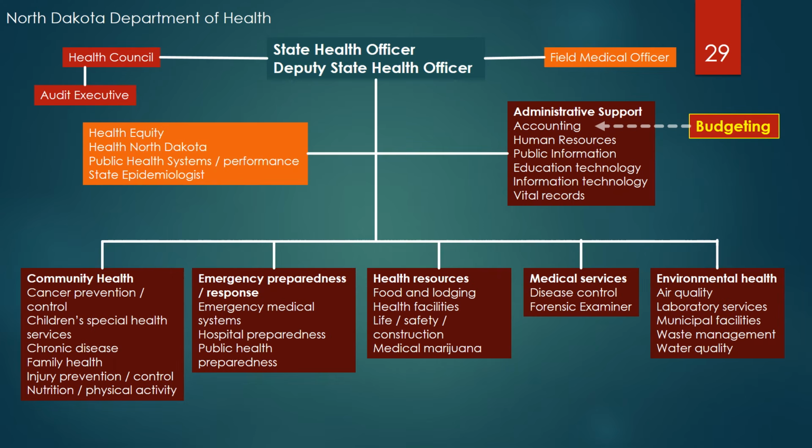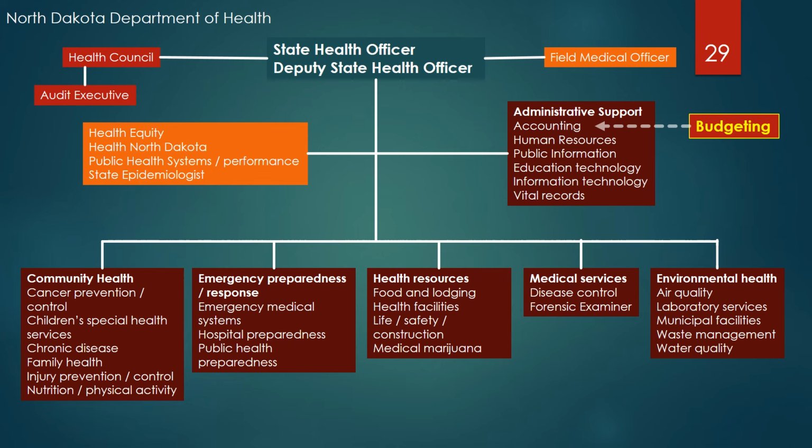This was the organizational chart when I was state health officer for North Dakota, providing insight into the roles of the department that informed our budget. We had 6 sections, including administrative support that included human resources, accounting, public information, education technology, informatics technology, and vital records. My deputy state health officer was the director of the administrative section. The accounting division within that section oversaw the budgeting program for the department.